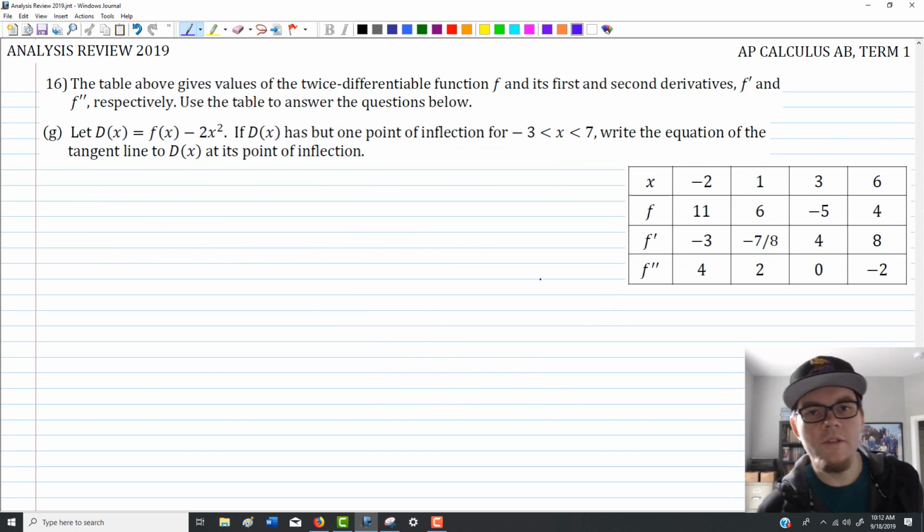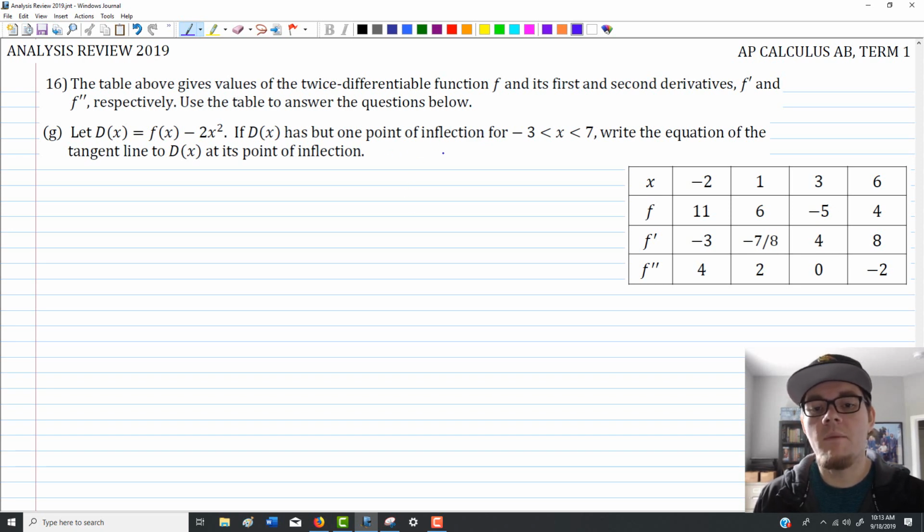Okay, this next brings us to question number 16G. This is one that I just had to adjust because I caught a mistake in it as I was doing the video. Hopefully that is corrected now. So the question begins by first offering us that d of x is equal to f of x minus 2x squared. And it then says if d of x has but one point of inflection for negative 3 to 7, not sure why I went into Old English, but whatever. It has but one point of inflection for negative 3 to 7. Write the equation of the tangent line to d of x at its point of inflection.